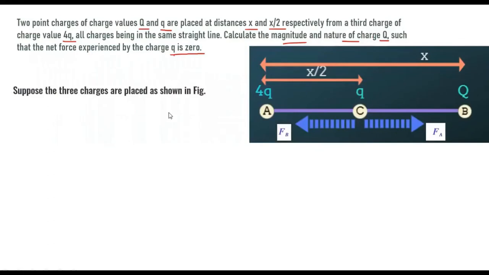So let us see first of all how the three charges can be placed. We are placing the three charges according to the figure. Here, the charge 4q is placed at A, the capital Q charge is placed at B at a distance of x, and the other charge, small q, is placed at C at a distance of x by 2 from 4q.